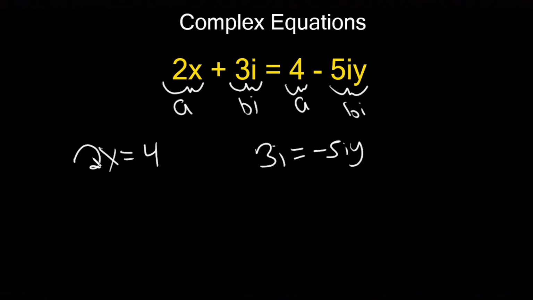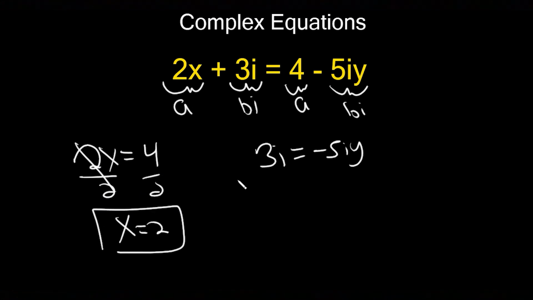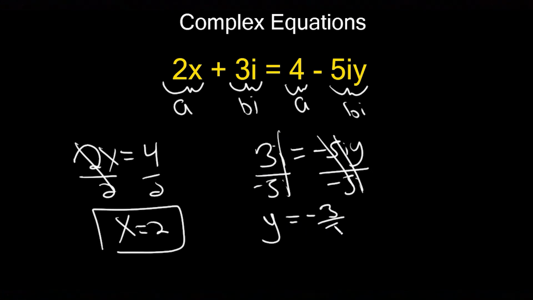So let's do the real equation first. Divide both sides by 2, okay? And you get x is equal to 2. Done, okay? Easy. And now working on the imaginary equation, I'm going to divide both sides by negative 5i, okay? Again, your i's will cancel. You get y is equal to negative 3 over 5. And that's done. Okay, so pretty straightforward.